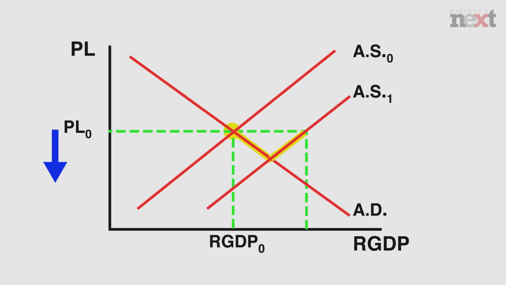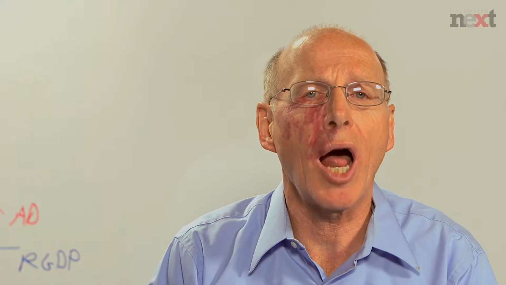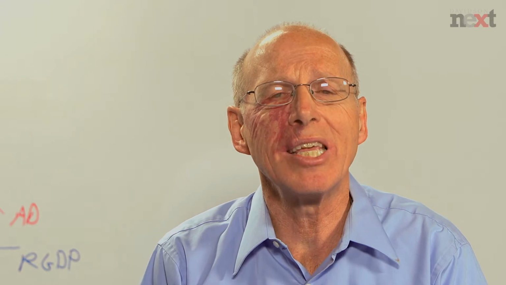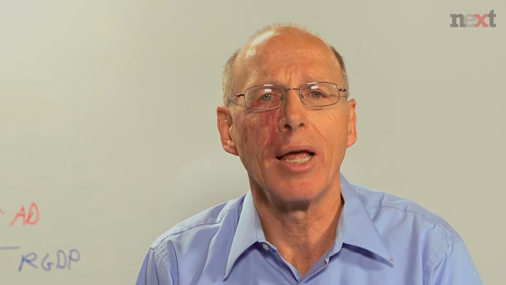A new intersection that's at a lower price level, as represented by PL1, and a higher level of real GDP, represented by RGDP subscript 1. And so the economy is automatically adjusting to its new short-run macroeconomic equilibrium associated with the increase in aggregate supply and the aggregate demand curve.